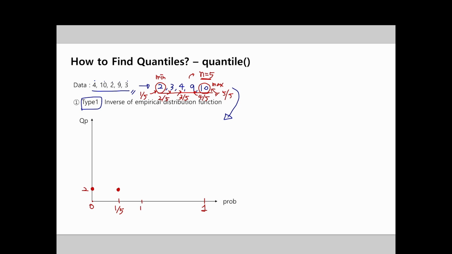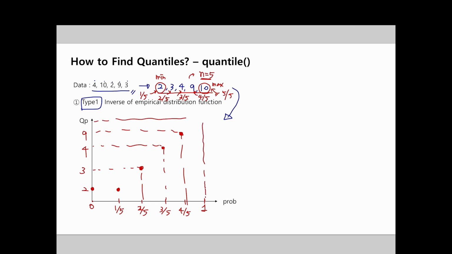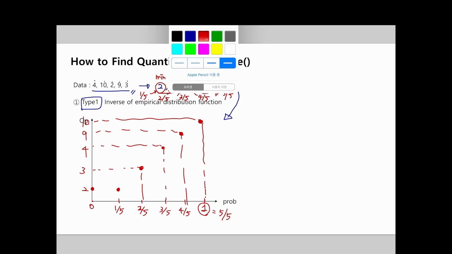And for 2 divided by 5, the corresponding quantile is 3. And the probability 3 divided by 5 has the corresponding quantile value 4. And 4 divided by 5 is 9. And the maximum value is at 1, equal to 5 divided by 5, and that is 10. Like this.